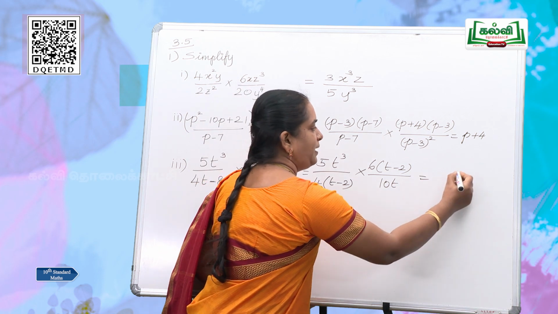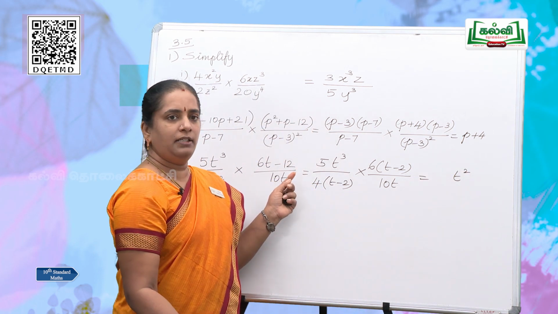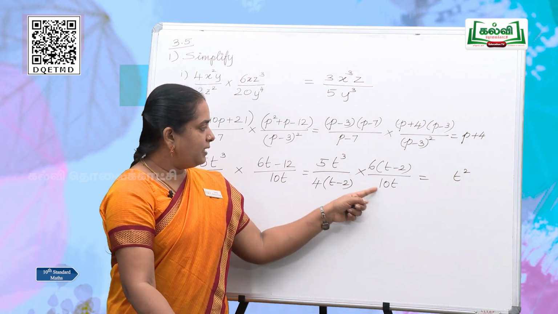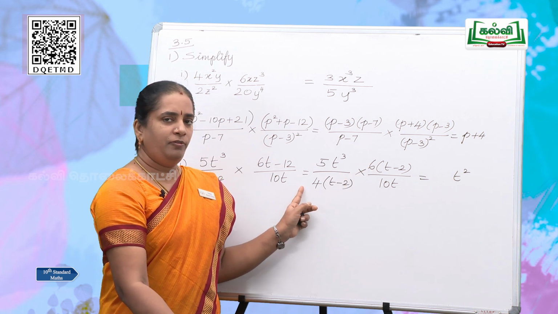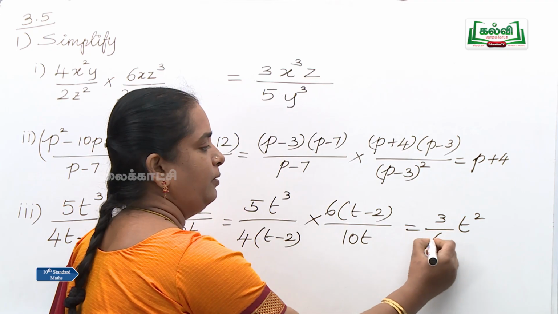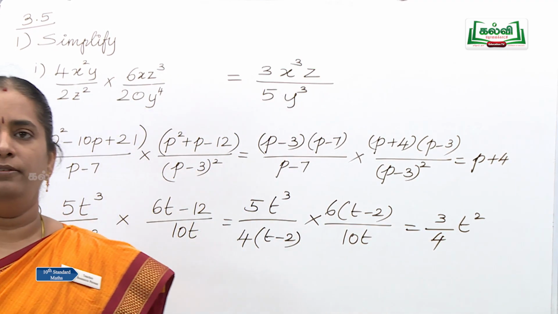So, in the variable part we have t square, and in the numerical coefficients, if you cancel here 3 and here 4, 3 by 4 t square is the final answer.